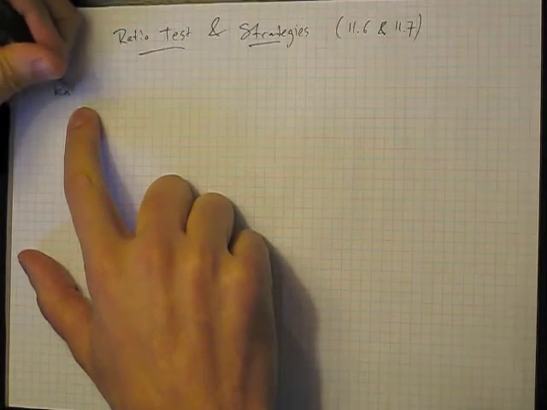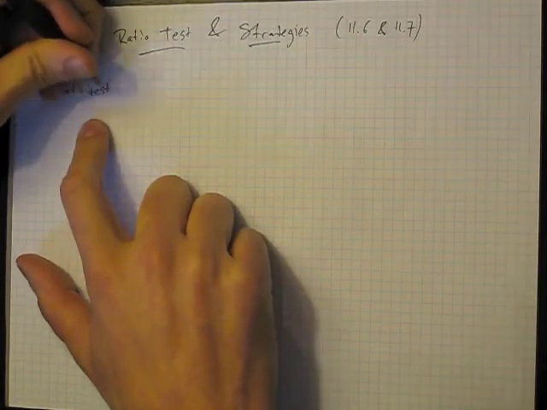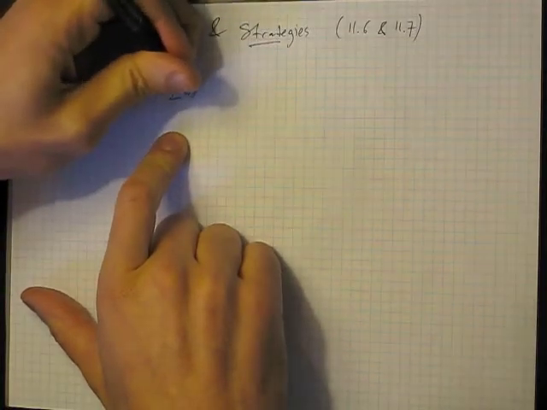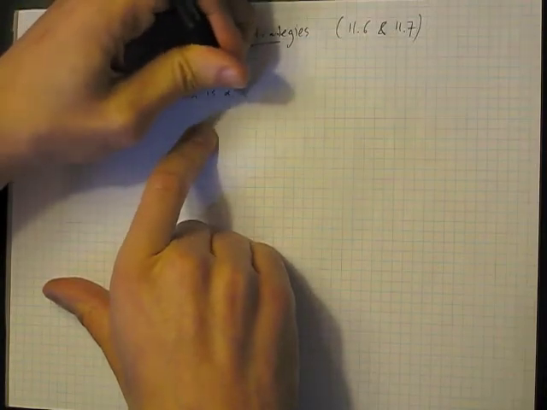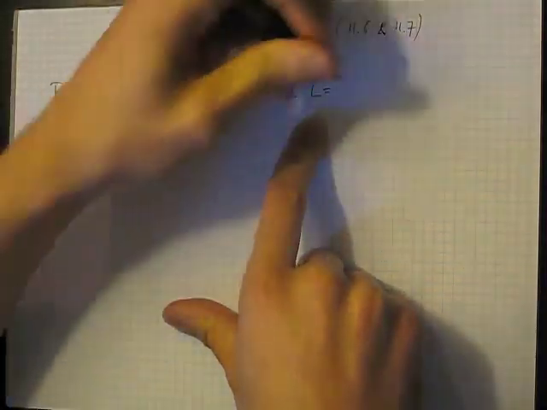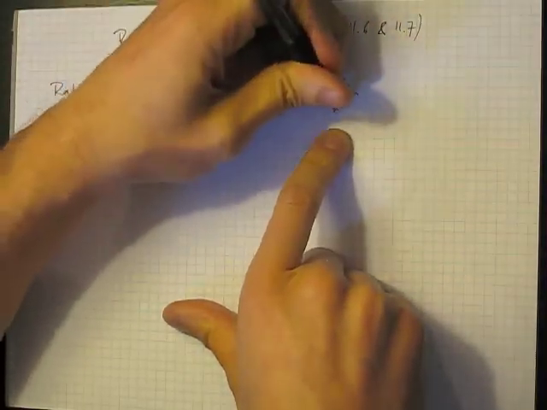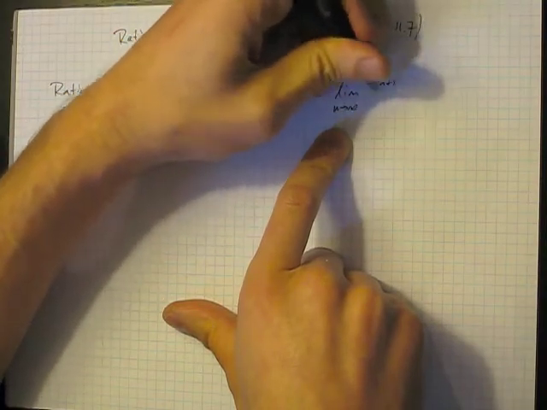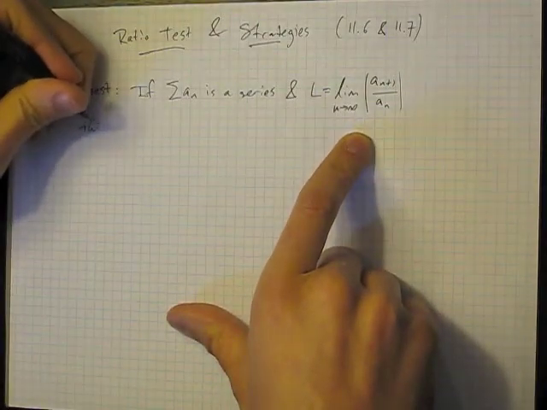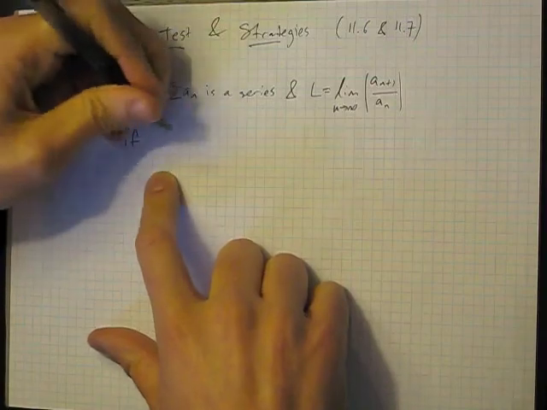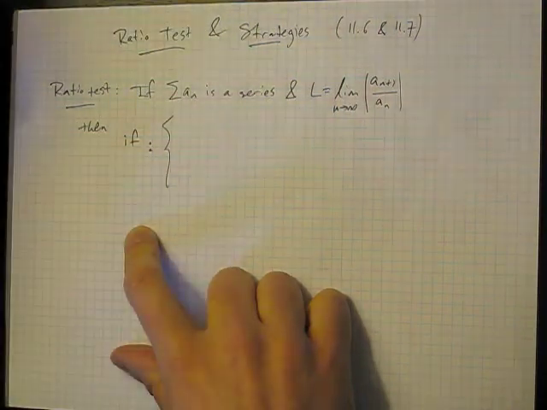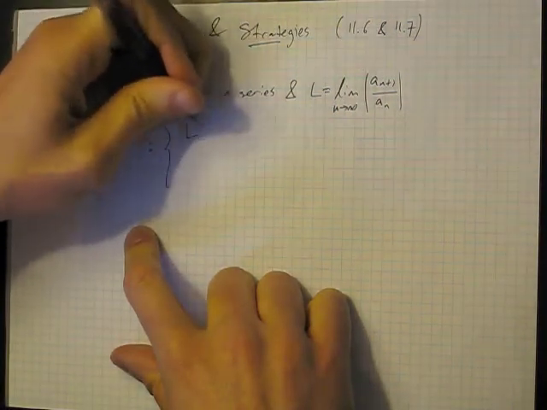So the ratio test is a test for convergence of a series. It says that if you have a series and you look at the following limit. Take a look at the limit as n goes to infinity of the n plus 1 term over the n term. You take the absolute value of this. Then we have the following setup based on what the value of L is.